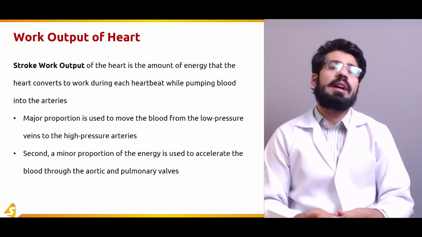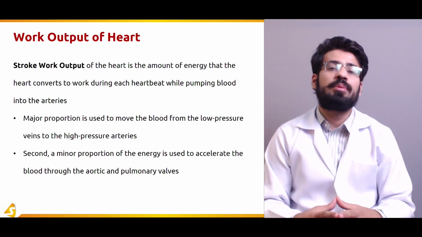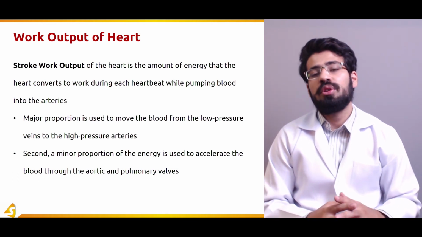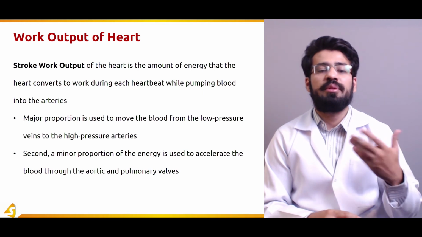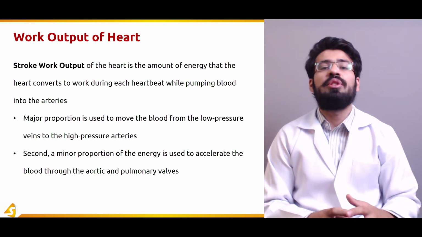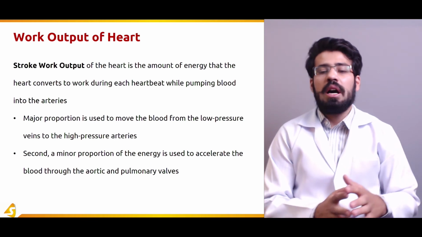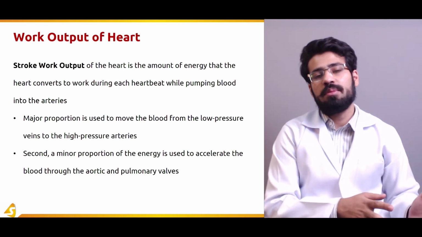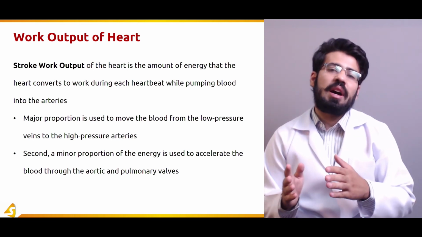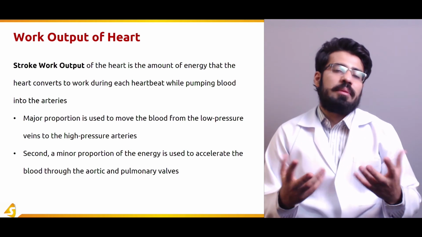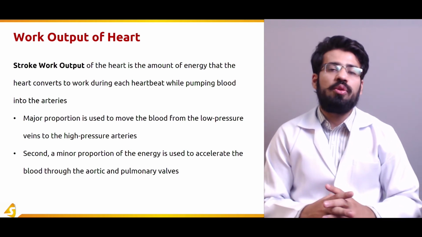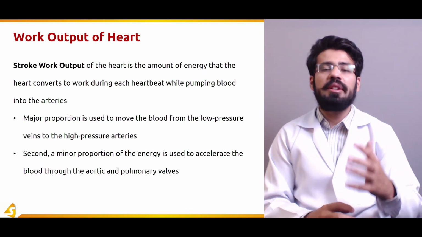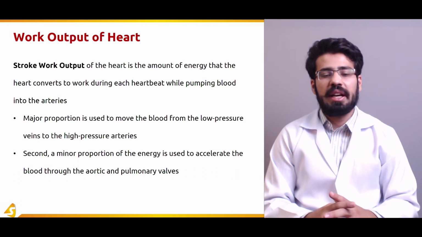Now, let's summarize the two important functions of the work output of the heart. Number one, the major proportion of the energy produced during the work output is used to move the blood from the low pressure veins towards the high pressure arteries. After that, because the blood is in a very slow moving form, the rest of the energy, a minor proportion, is used to accelerate the blood through the aortic and the pulmonary valves.